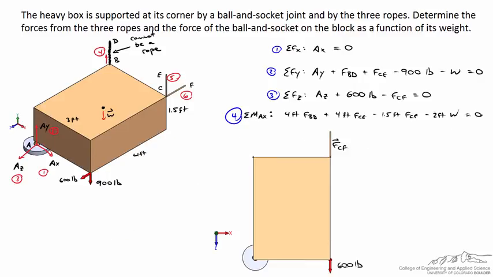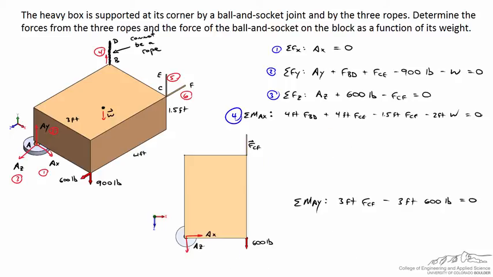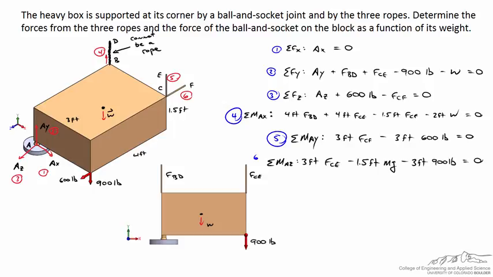If we look straight down on the box with the y-axis coming out, we've got the reaction force AX and the reaction force AZ acting in the positive x and the positive z directions. Our fifth equation, which is the sum of moments in the y direction, is as shown. Counterclockwise moment from FCF with a 3-foot lever arm, and a clockwise moment of 600 pounds, also with a 3-foot lever arm. And finally, our sixth equation is the sum of moments about the z-axis.